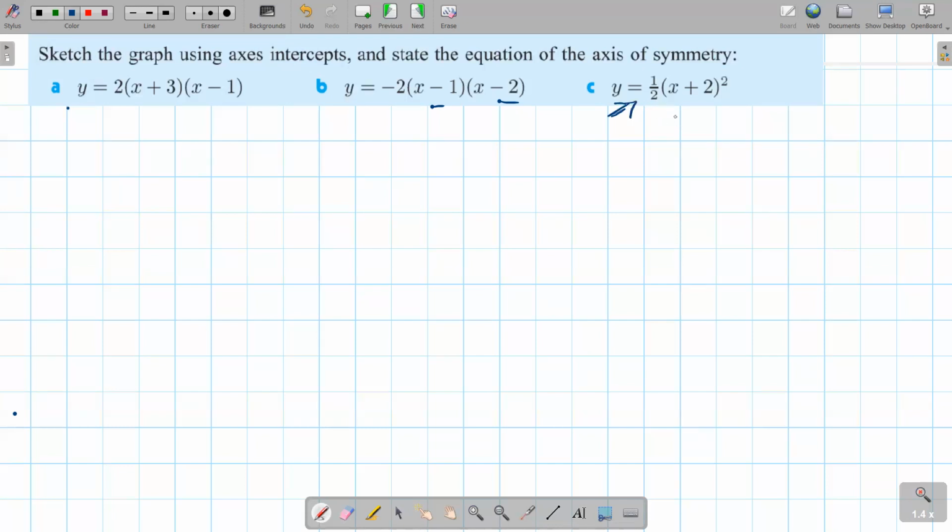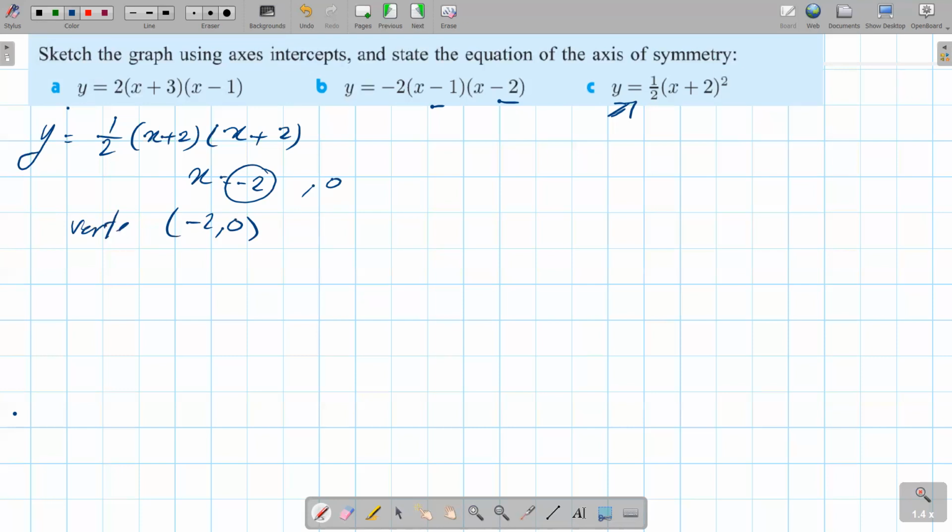This equation is written in the vertex form, and we can put it in the x-intercepts form. We can write it in this form, y equals half times x plus 2 times x plus 2. And that represents that the quadratic will touch the x-axis while x equals -2. And -2 and 0 will represent the vertex point, right? Right?